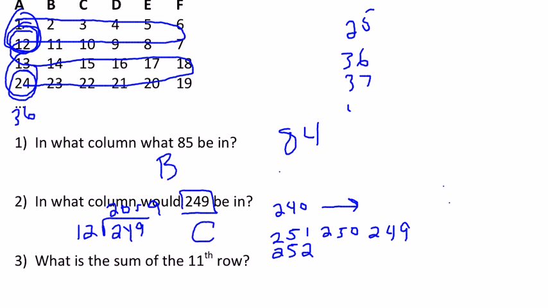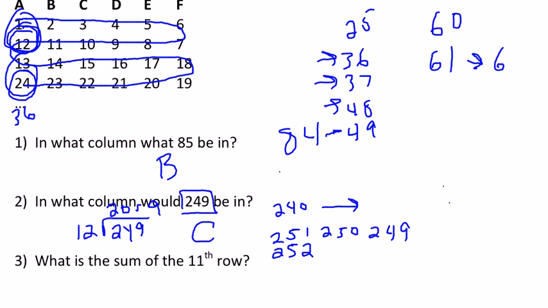And then we start with 48 and 49. And then we look at 60. Well, 25 was row 5, and so this would be row 6, row 7, row 8, row 9. So 60 was row 10, so 61 is row 11. So row 11 starts with 61 and goes to 66. And so it's just a matter of adding up 61 plus 62 plus 63 plus 64 plus 65 plus 66.